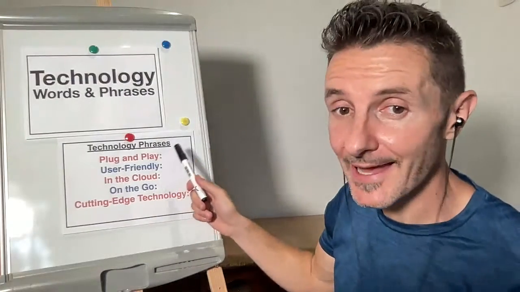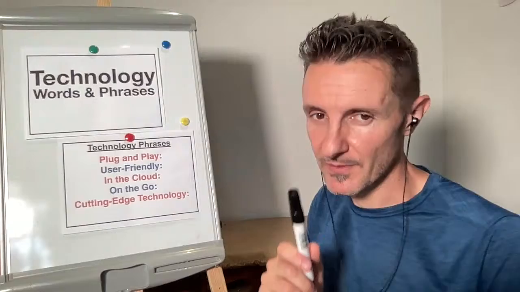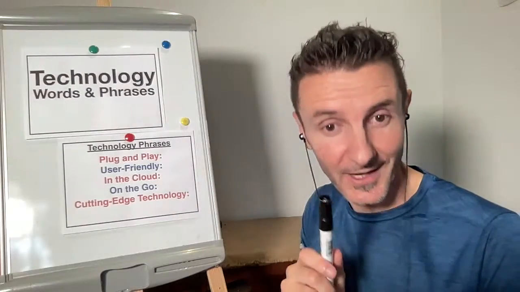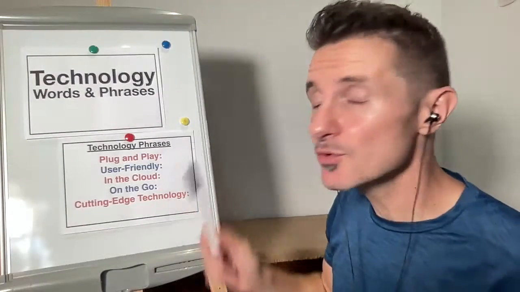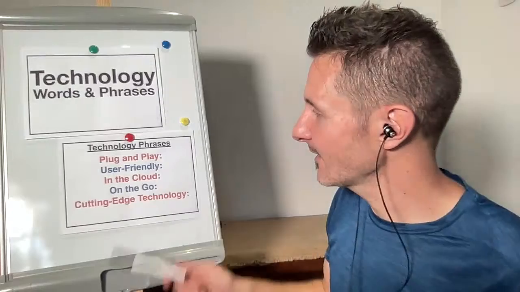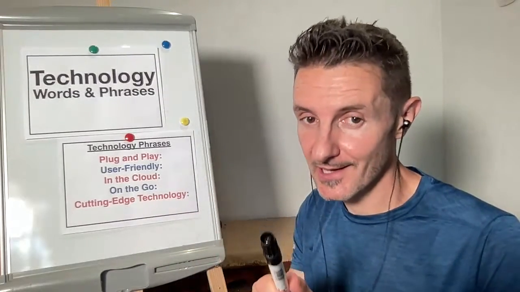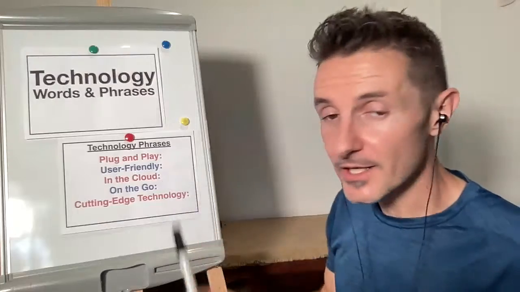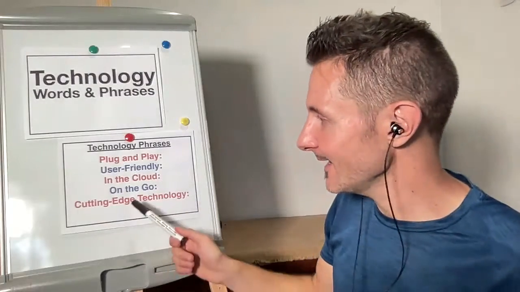We have plug and play. If you know what that means, good, we'll cover it again. We have user-friendly. We have in the cloud. Someone earlier mentioned the cloud. On the go. And cutting-edge technology. All right, so don't worry if you're not sure what these phrases mean. I'm going to go over these in detail to make sure they are clear and you all understand what they mean.